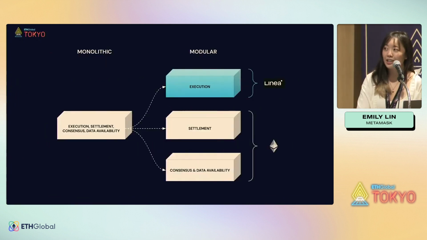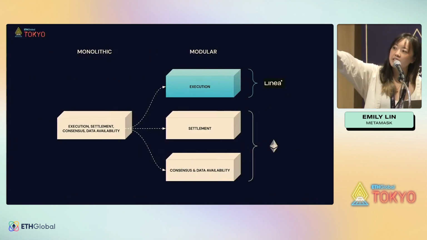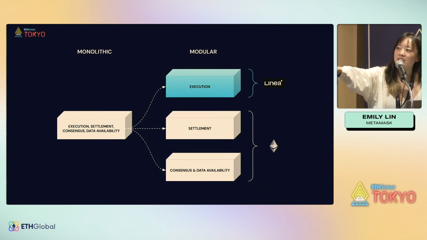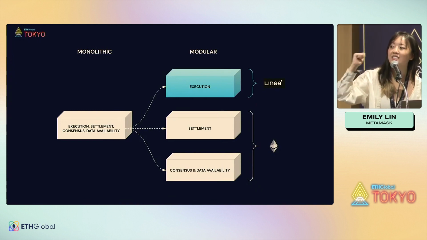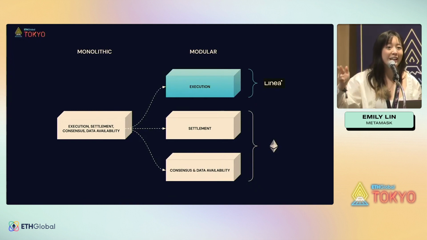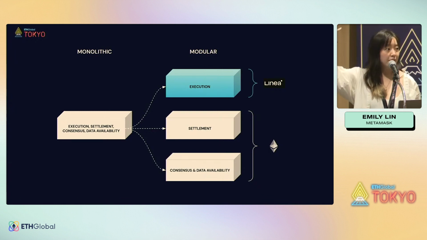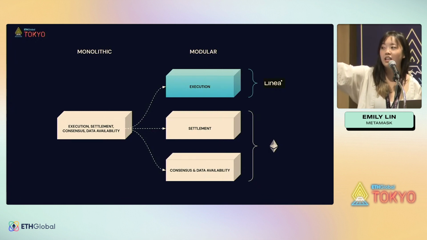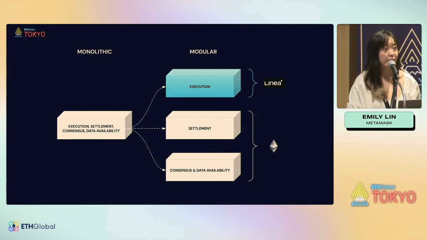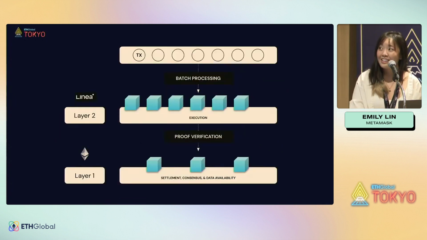We all love visuals, so just to show you what that looks like, Ethereum is the monolithic version, taking care of execution, settlement, consensus, and data availability. It's doing a lot of stuff. Like I said, Linea or rollups in general pull off the execution layer. Ethereum is handling settlement, consensus, and data availability. How does it do this? Here's another really fancy visual.